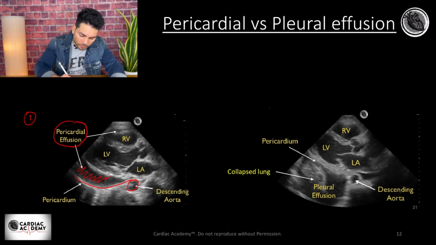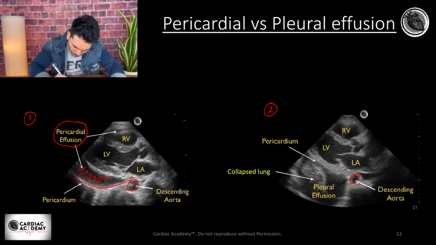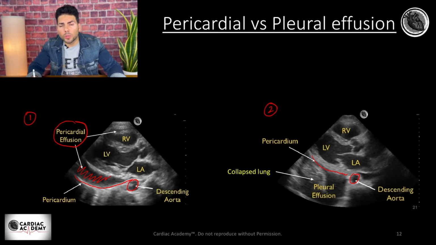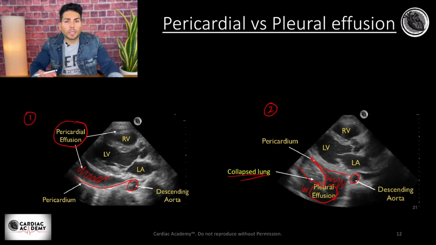Then on the second example, again, we look for the descending aorta, which is right here. And then we look for the pericardium, which is right here. And again, we ask, is this fluid anterior or posterior to the descending aorta? And in this case, we can see it's actually posterior. We can see the fluid here. So since this fluid is posterior to the descending aorta, this makes it a pleural effusion, okay? So this is a pleural effusion. By the way, we have here a collapsed lung, okay?